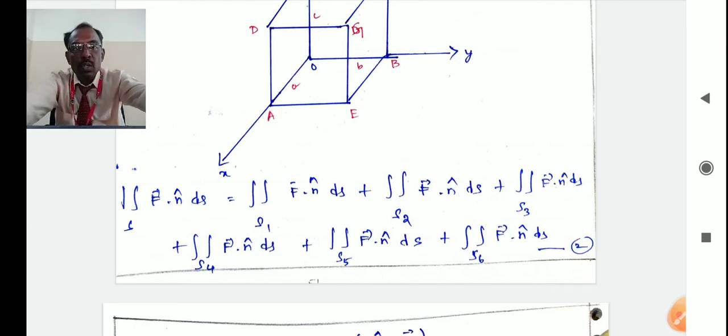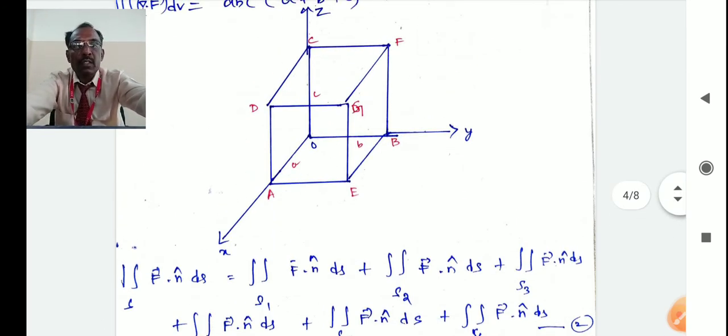What about S2? S2 is the opposite side of AEGD, that is OBFC. OBFC means S2 surface. Here n cap value is minus I vector. Next, S3 is BFGE. It lies on the y-axis. Here n cap is equal to J vector. S4 means the opposite of EBFG, we get OACD. This OACD is the S4 surface. Here n cap value is minus J vector.